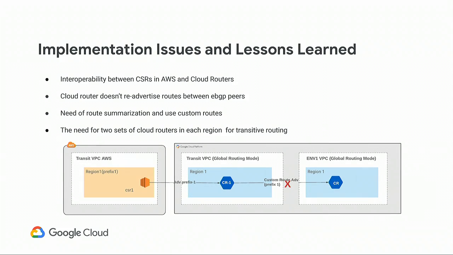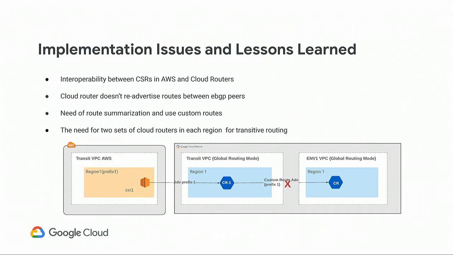To give more color on that, this is a simplified diagram of our initial POC, where we have one cloud router in the middle portion, which is a transit VPC. That cloud router has a BGP relationship with the CSRs in AWS, and also has a BGP relationship with the environment 1 VPC, which we call the downstream VPC. That cloud router in the transit VPC will learn prefix 1 from AWS, from the CSR, and we use custom routes and hope that the custom routes will then be re-advertised into environment 1 VPC, but that's not the case. So in the end, we have to use two cloud routers.